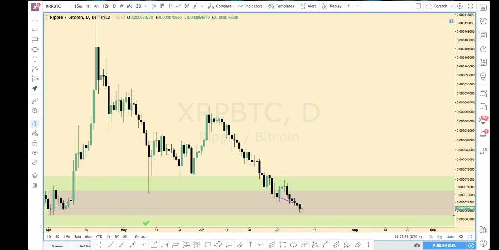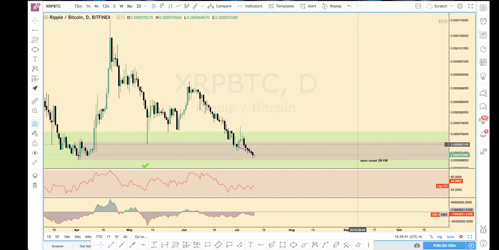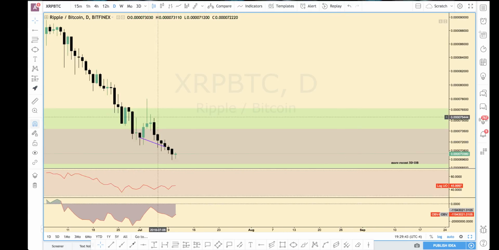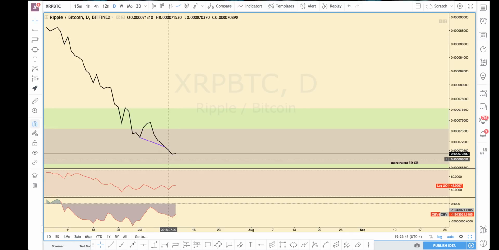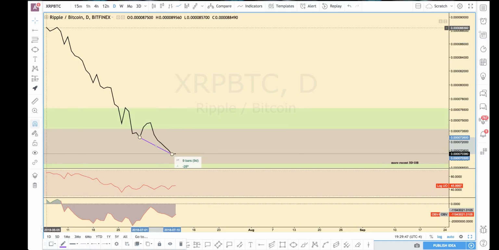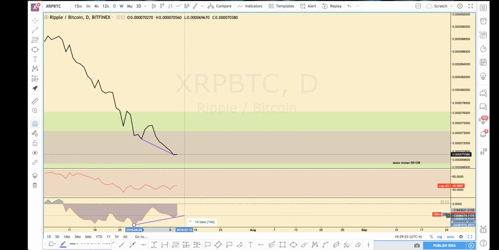Going into the 1 day, I'm looking at this. I see a lower low being created. And what do I see? Less sell volume to do it. Same thing with the oscillator. So both volume and price are saying go long on Ripple, sir. It's begging you to do it.